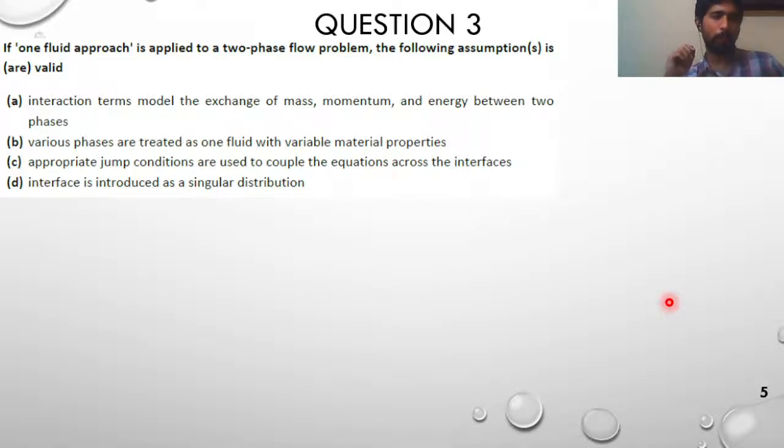The third option is appropriate jump conditions are used to couple the equations across the interface. I told you this earlier also, by giving an analogy with fluid structure interaction, that whenever we solve the physics by using two different sets of governing equations, we usually have interface coupling which we need to apply. In fluid structure interaction we have an interface condition, stress continuity, wherein the stress enforced by the fluid is applied on the structure as a boundary condition. In multiphase flow, we have something like jump conditions, a similar term. We have to ensure that some properties are satisfied. For example, one is the velocity continuity, which comes in due to the jump conditions.